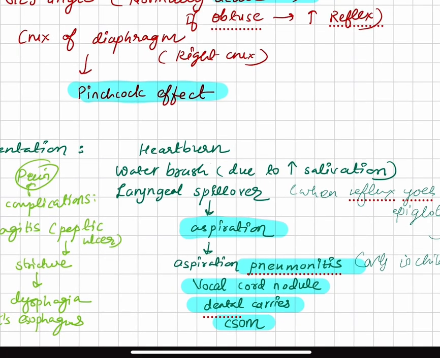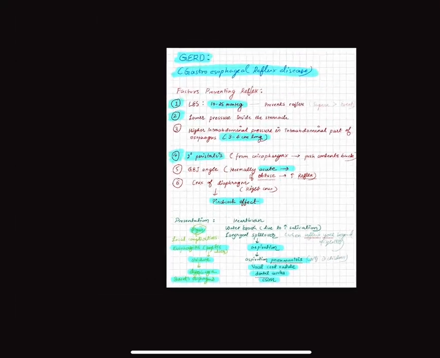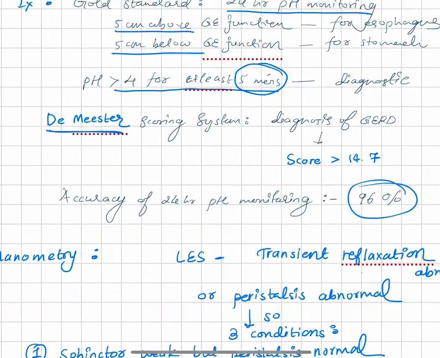And what are the local complications? Locally it will affect the esophagus, and there will be esophagitis, and it can lead to peptic ulcer, and this can lead to stricture formation, and with stricture formation, dysphagia can happen, and also metaplasia will convert into Barrett's esophagus, and the patient can also present with pain, that is heartburn.